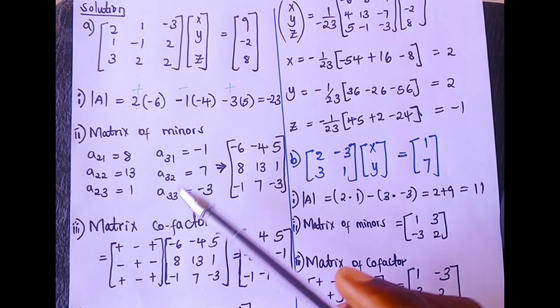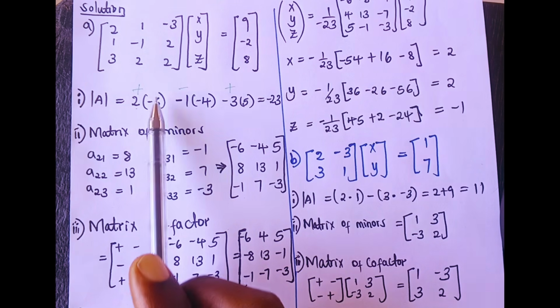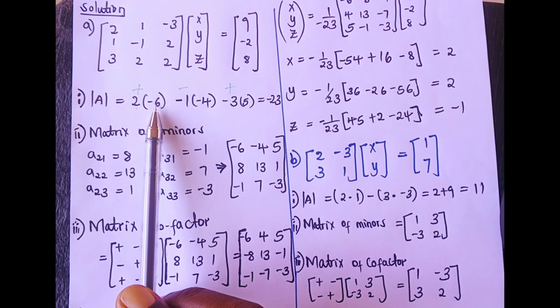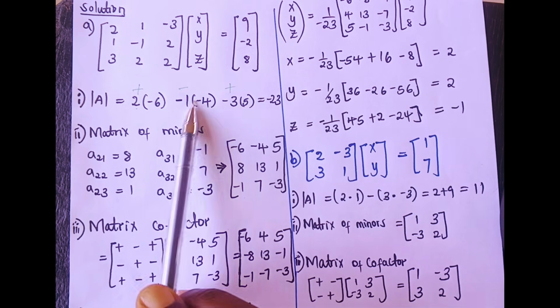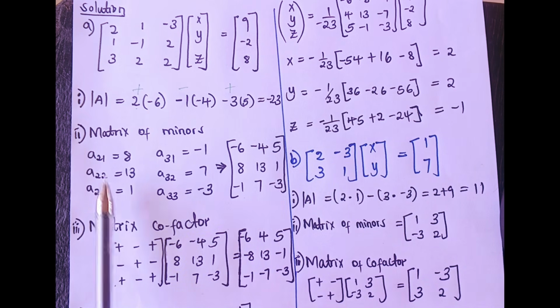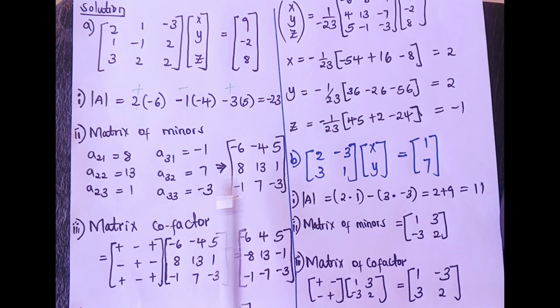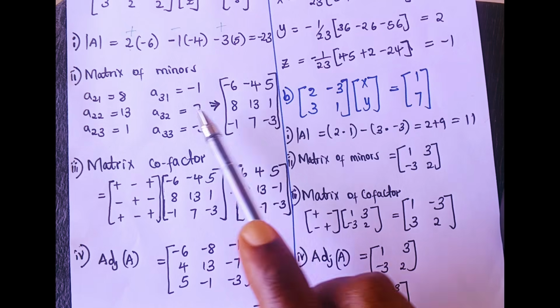So to find the minor of the matrix, in the first row we already have negative 6, negative 4, and 5. For the second row, it's going to be 8, 13, and 1. And for the last row, it's going to be negative 1, 7, and negative 3. That deals with the minor of the matrix.